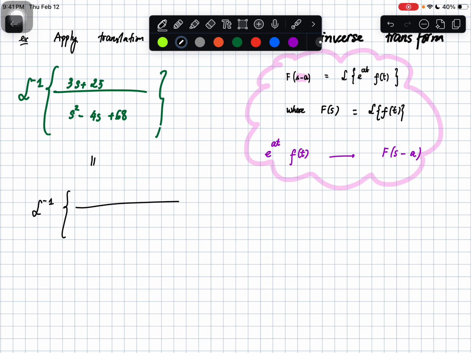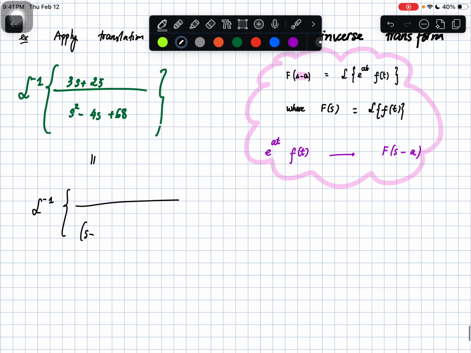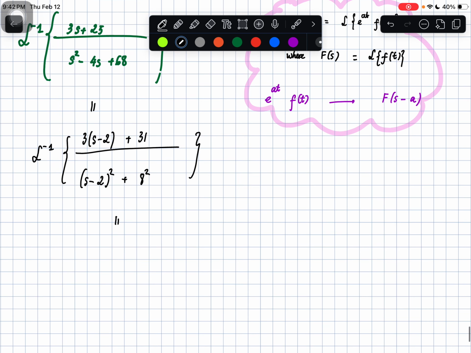This one we can complete the square. The denominator s squared minus 4s plus 4 is s minus 2 squared, then you have plus 64 to make s squared minus 4s plus 68. Up there you have 3s, so we want s minus 2, and because we subtract 6 we need to add 6, so 25 plus 6 is 31. So this one you can separate into two smaller fractions: 3 times (s minus 2) over (s minus 2) squared plus 8 squared.